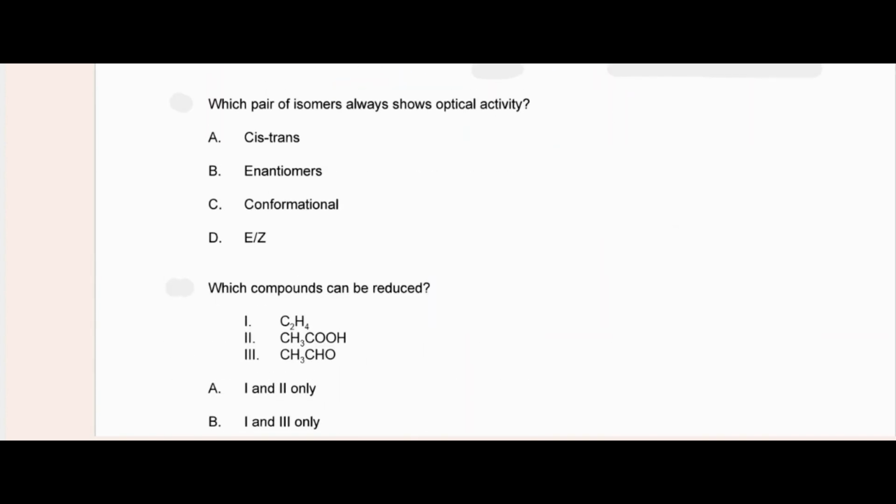Which pair of isomers always shows optical activity? That will be the enantiomers. Enantiomers show optical activity.